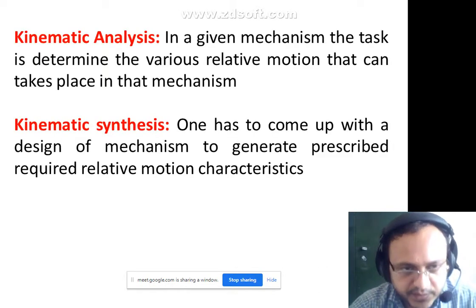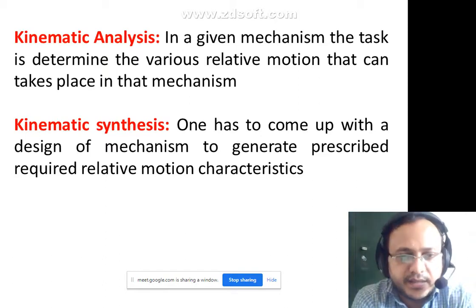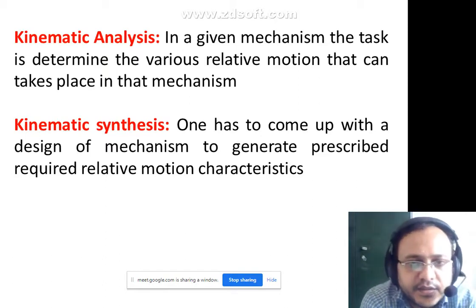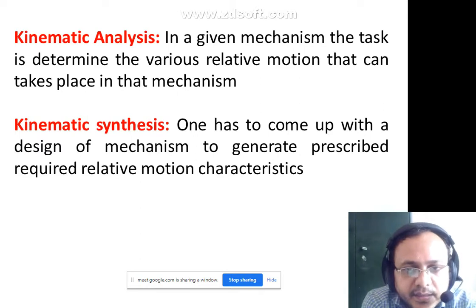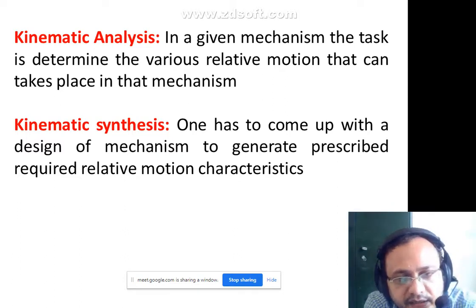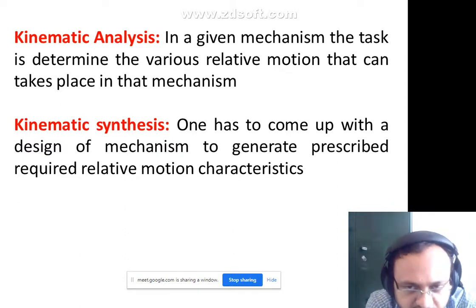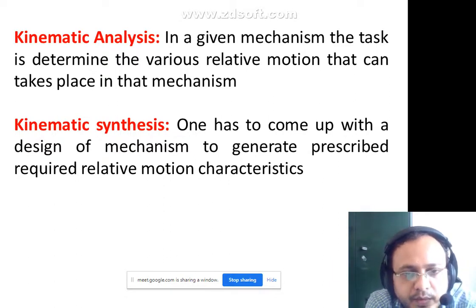So next we'll go with the kinematic analysis and kinematic synthesis. Kinematic analysis is nothing but, in a given mechanism, the task is to determine the various relative motions that can take place in the mechanism. So in kinematic analysis, you are just understanding the relative motion between the two parts of the mechanism.